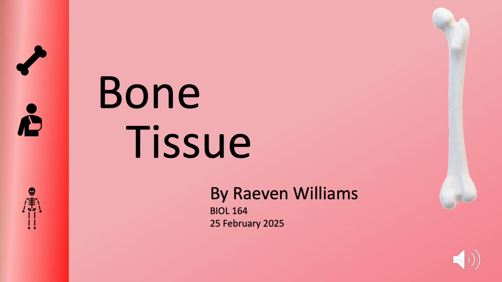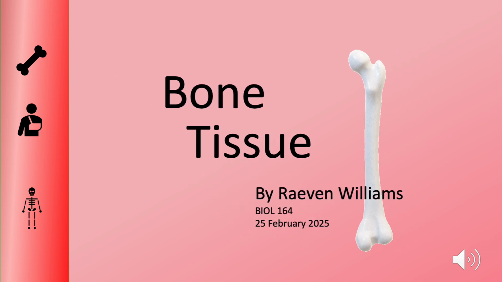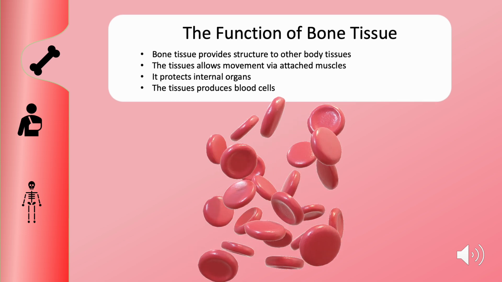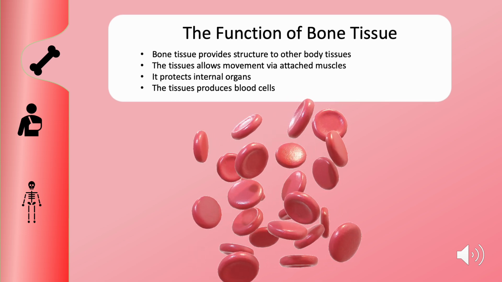My name is Raven Williams, and my presentation will focus on the bone tissue and its relationship to the skeletal system. The skeletal system is an important function in the body that works in conjunction with the muscular system to produce movements such as jumping, running, walking, and more. Inside of the skeletal system, the body produces bone tissue.